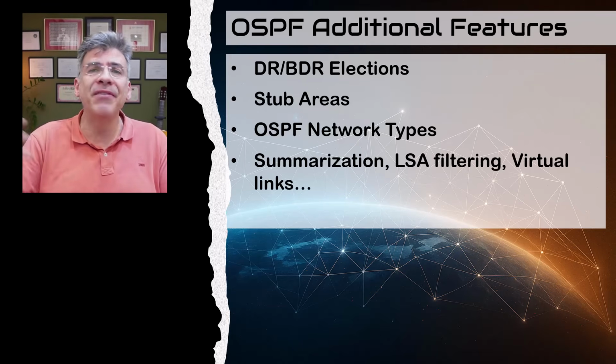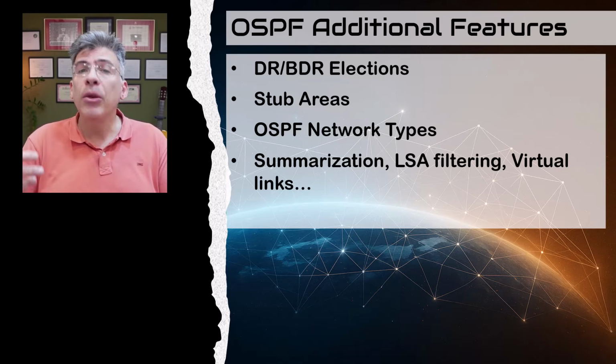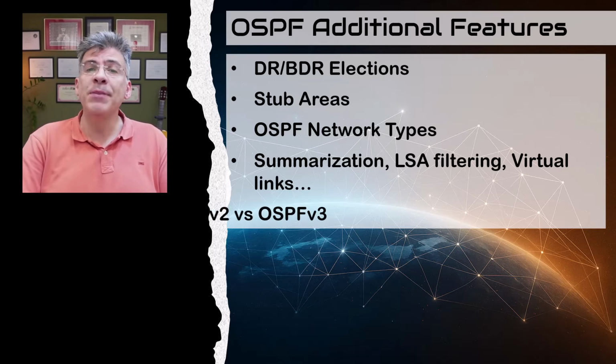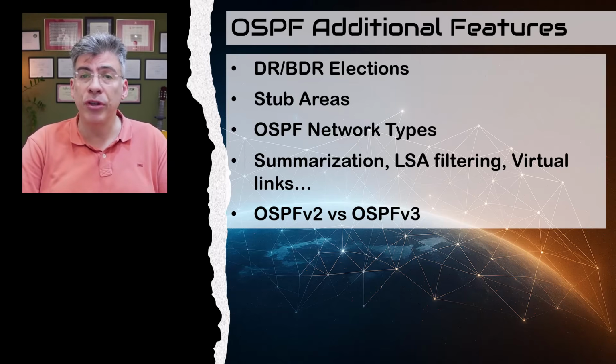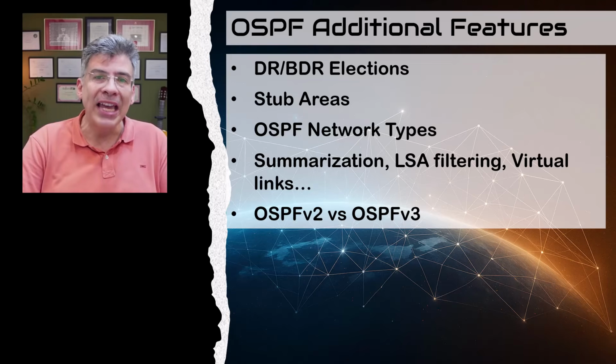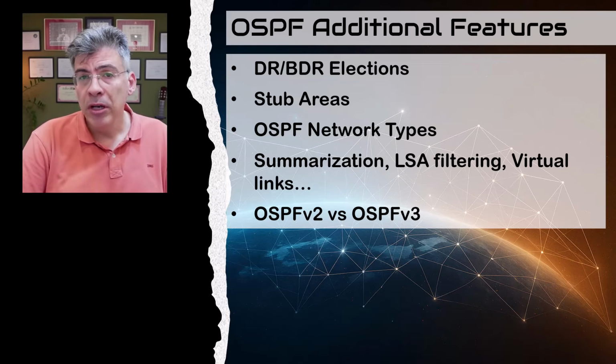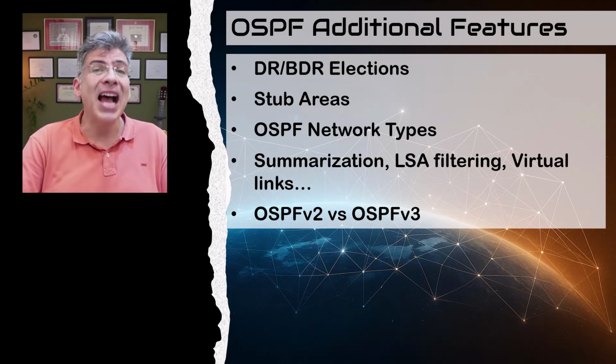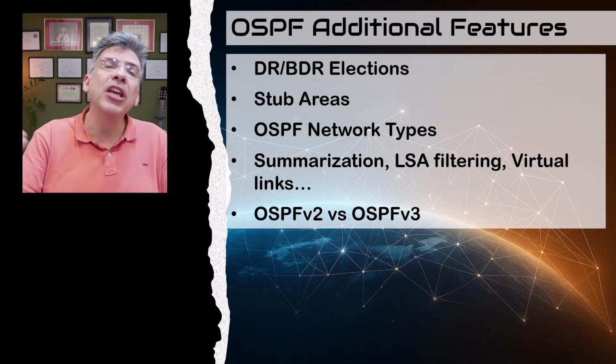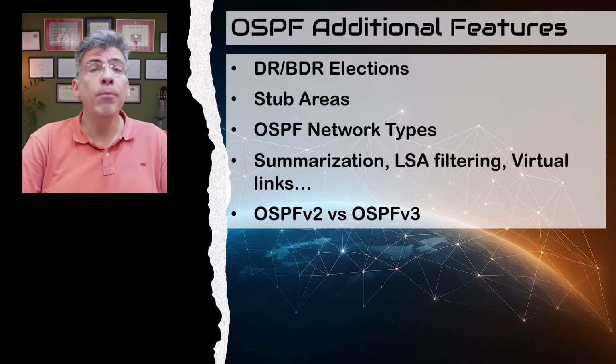A whole series of advanced features are also available, including summarization, LSA filtering, virtual links, and many others that we'll be talking about in this video series. We'll also see how OSPF version 2 and OSPF version 3 differ from each other in both what they can support and the way that they are implemented. OSPF version 2 supports IPv4, while OSPF version 3 supports IPv6 as well. But that's not the only difference between them. We'll find out more about these versions in future videos.